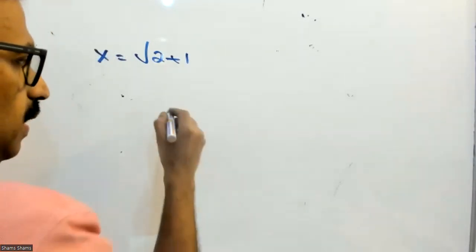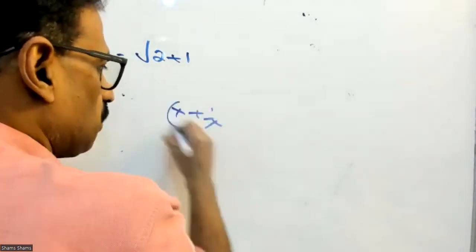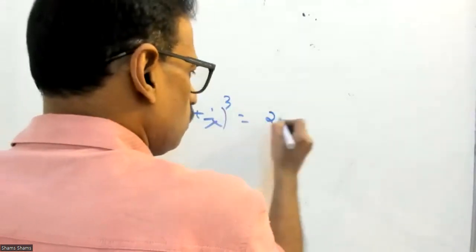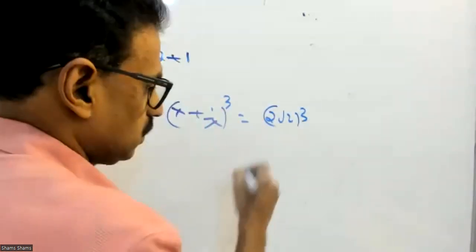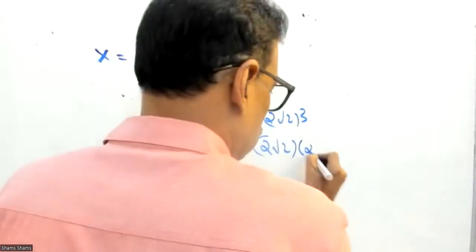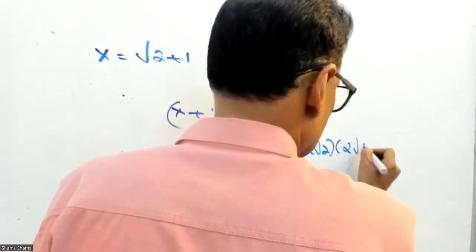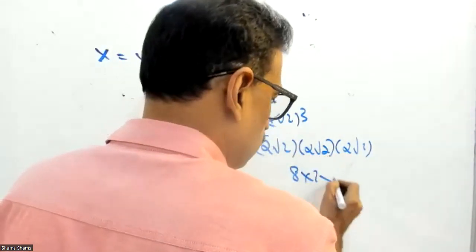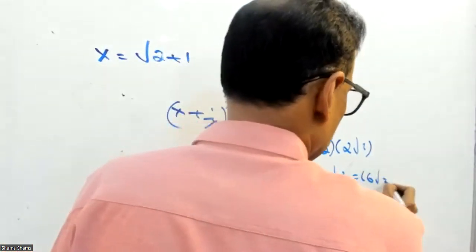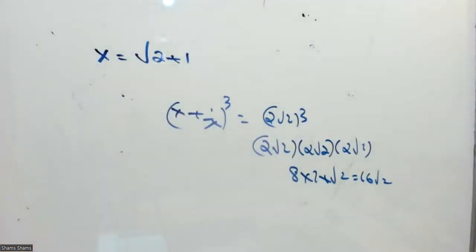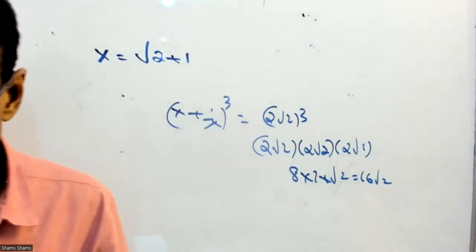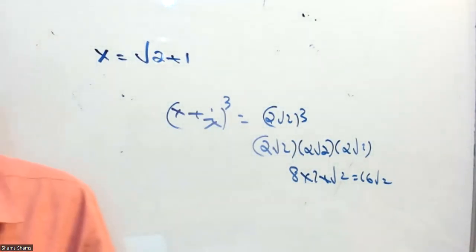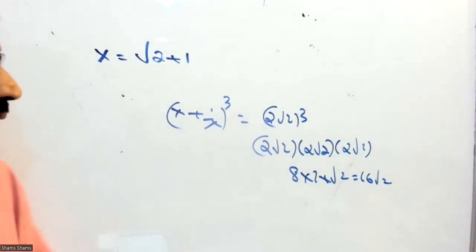X plus 1 by x whole cube is, what is that? 2 root 2 cube, right? So, 2 root 2 into 2 root 2 into 2 root 2. Okay. 2 into 4, 4 into 2, 8. Root 2 into 2, 2 into root 2. That means 16 root 2. We all got. Okay, correct now. Those are main mistakes. 16 root 2. Vrinda, Nihal, got this one? Yes, sir. Okay.